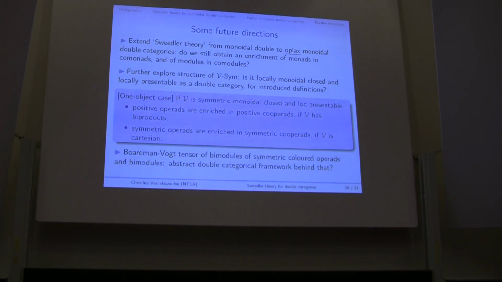So we need to work out if the theory works the same way for this weakened version of a monoidal double category. And then, of course, we have to check the rest of the conditions for V-symmetries, the locally monoidal closed and the locally presentable condition. It's going to take some work.